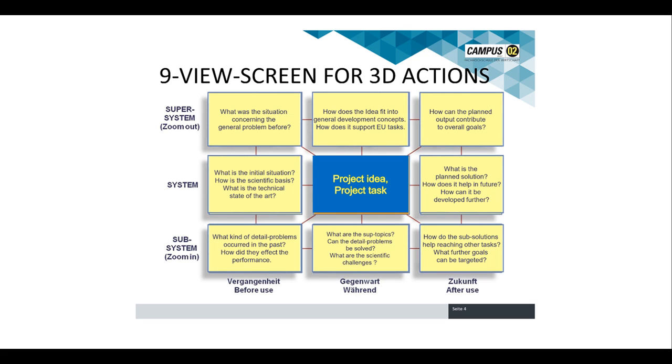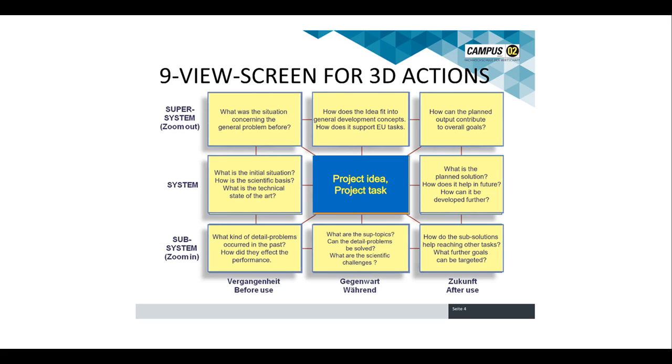Now it is necessary to adapt this 9-view screen to our needs within the 3D Central project. So the project idea or the project task in the middle is a little bit different from a normal product or a normal service. But also here, the zoom in and zoom out perspective works. By zooming out, we could ask, how does the idea fit into general development concepts? How does it support EU tasks? Or if we use the zoom in, what are the subtopics? Can the detailed problems be solved? What are the scientific challenges? So a sub-level of our idea or task.